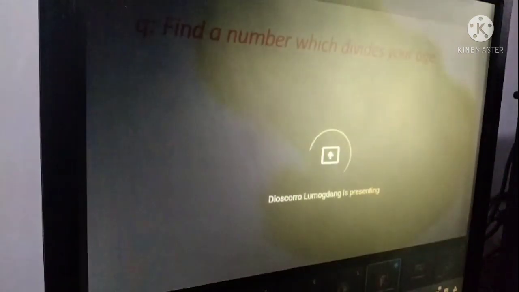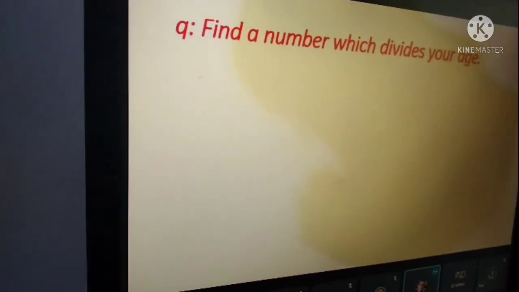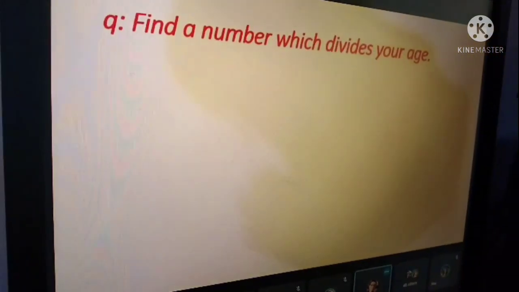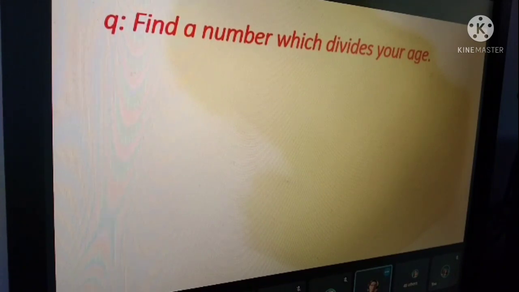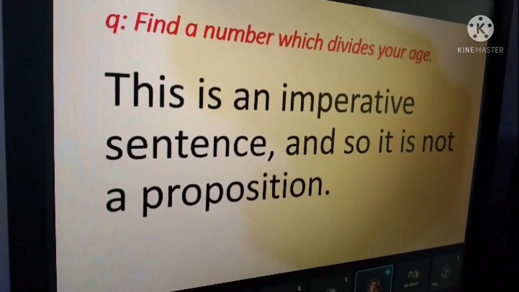Okay, tanong natin to si Shan Cai. Proposition or not? Please unmute your microphone. Shan Cai. Sir, okay po. Okay, read and answer. That's correct. So this is not a proposition. Reason, because it is not a declarative sentence. This is an imperative. So it is not a proposition. Next.